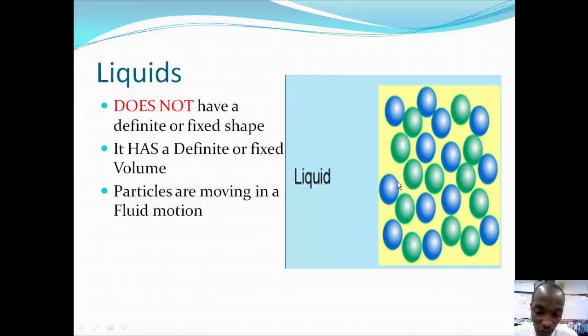Particles are moving in a fluid motion in a liquid. So liquids have spaces in between them. Unlike in solids where everything's so tightly packed, liquids have space in between so that when they move, they don't vibrate. They just simply have a fluid style motion because they are able to move a little bit more fluidly around. They have a little bit more space to move.